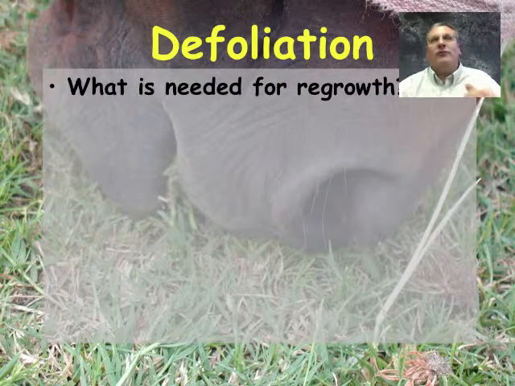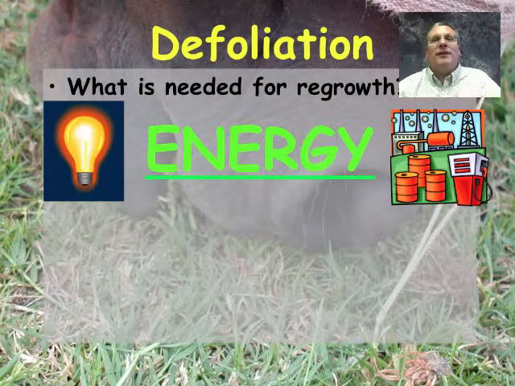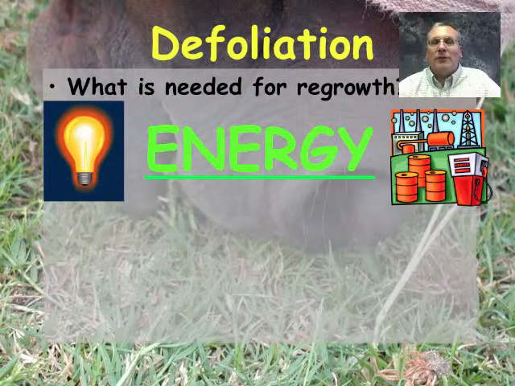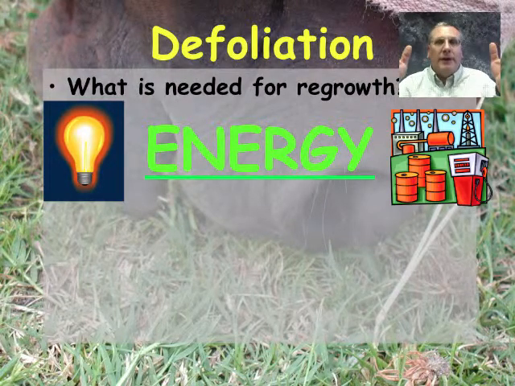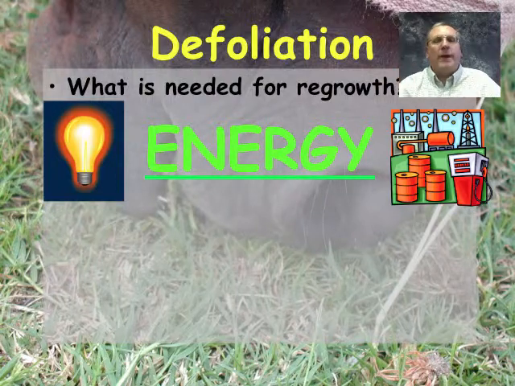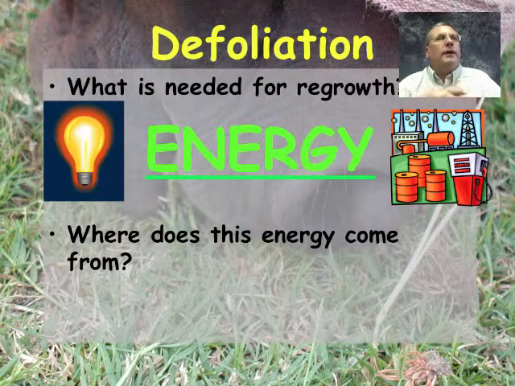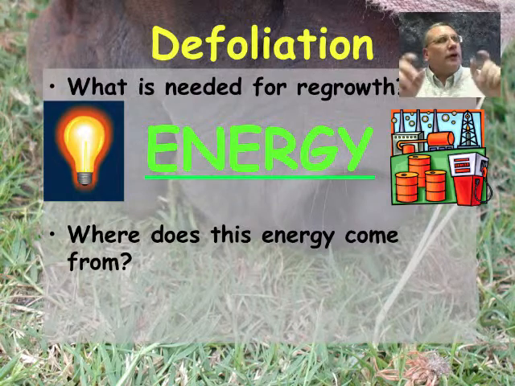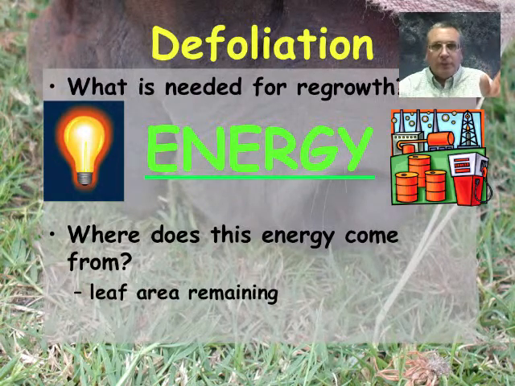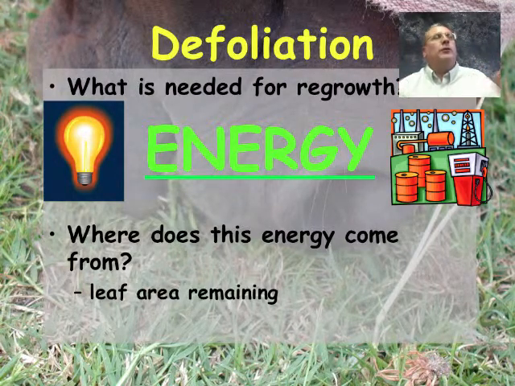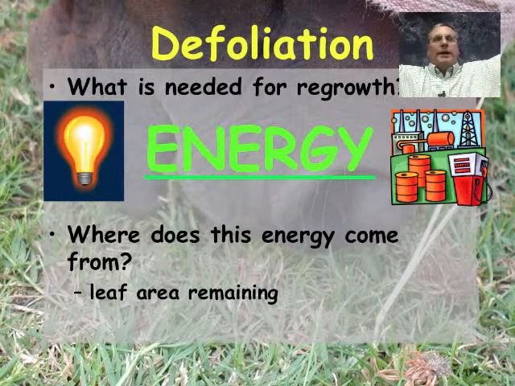And the answer's the same as anything that we need to do work. Whether it's turn a light bulb on or drive our car, we need energy. We need energy for that plant to regrow with. And in our grass plants, that energy comes from two places. It comes from that photosynthetic factory, or that leaf area remaining after grazing.